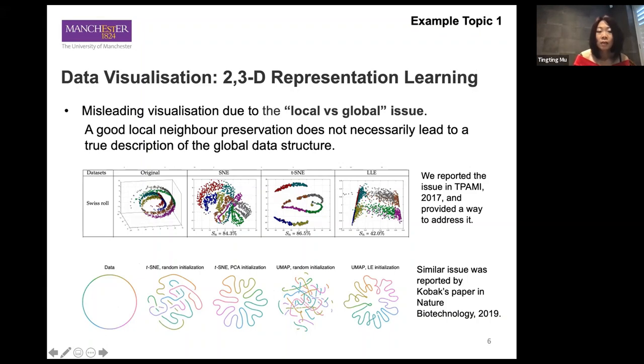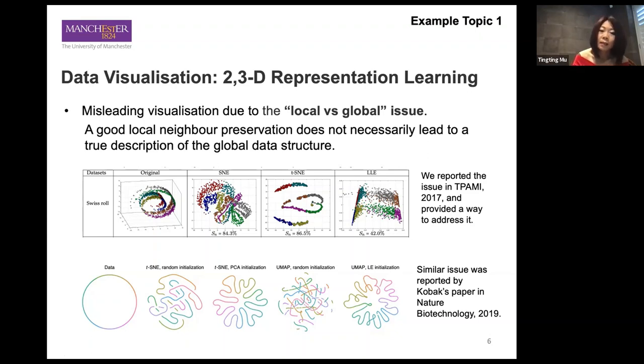But this approach can be problematic. It can lead to misleading visualization results due to a local versus global issue. What we mean here is that when you have an algorithm that preserves your local neighbor structure pretty well, it is not necessarily a truthful description of your global data structure.